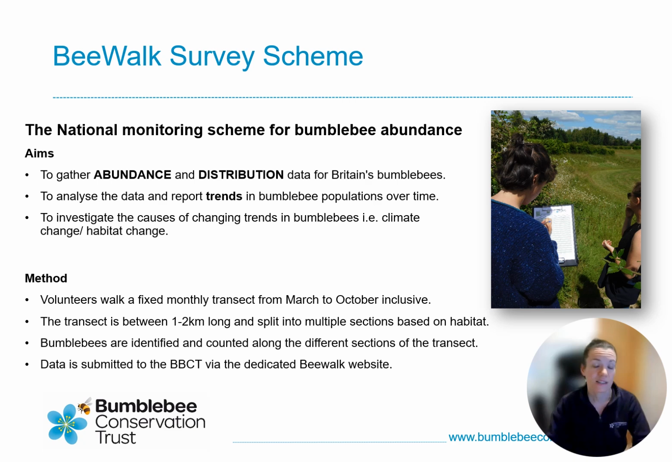So the scheme is a citizen science scheme, so we're very reliant on our amazing set of volunteers who go out and do the surveys and collect that data for us. Volunteers set up and walk a fixed monthly transect once a month from March to October inclusive. Transects are between 1 to 2 kilometres long and are split into multiple sections based on habitat. During a survey, bumblebees are identified to species and caste where possible and counted along the different sections of that transect. The data is then submitted to the Trust via the BeeWalk website.